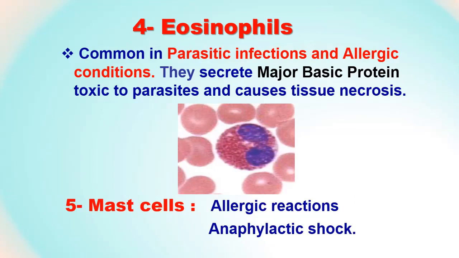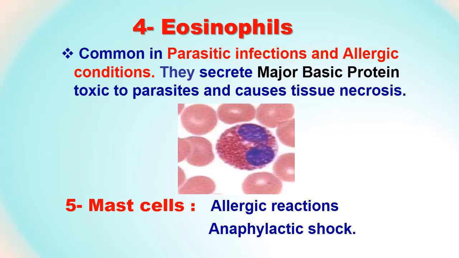Other chronic inflammatory cells are eosinophils and mast cells. Eosinophils are common in parasitic infections and allergic conditions. They secrete major basic protein, which is toxic to parasites and also causes tissue necrosis. An eosinophil has a bilobed nucleus with abundant eosinophilic cytoplasm containing eosinophilic granules.